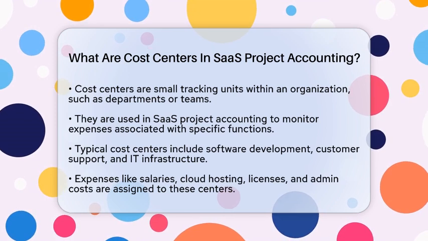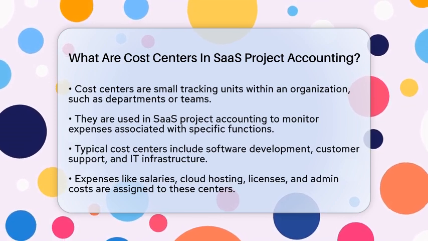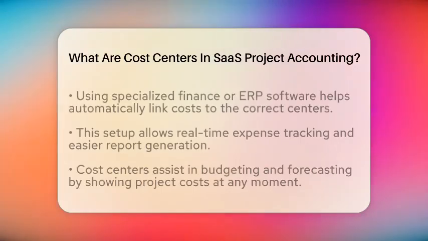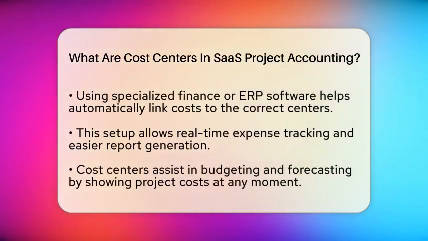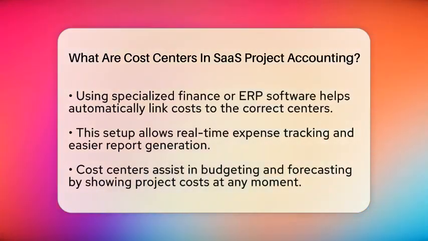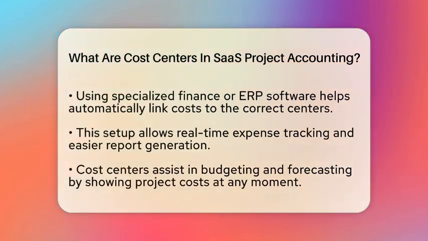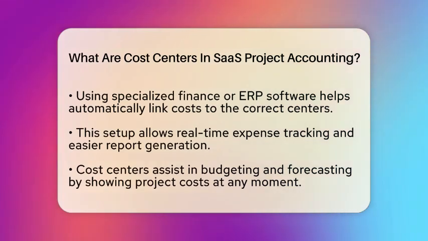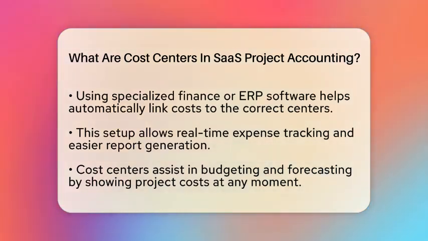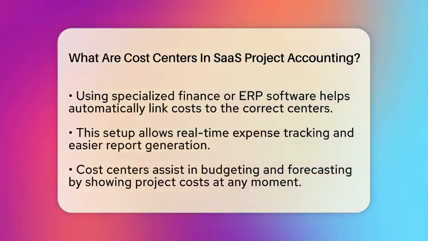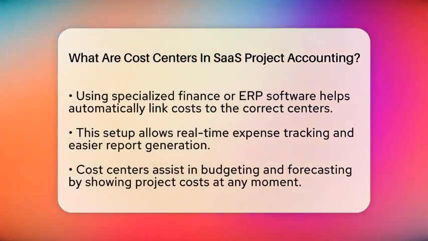In the world of SaaS, managing expenses is key because projects involve many moving parts. Costs like salaries, cloud hosting fees, software licenses, and even administrative expenses are assigned to these cost centers. This helps finance teams see exactly where money is going and make smarter decisions. For example, if the development team's costs are higher than expected, managers can look into why and adjust accordingly.